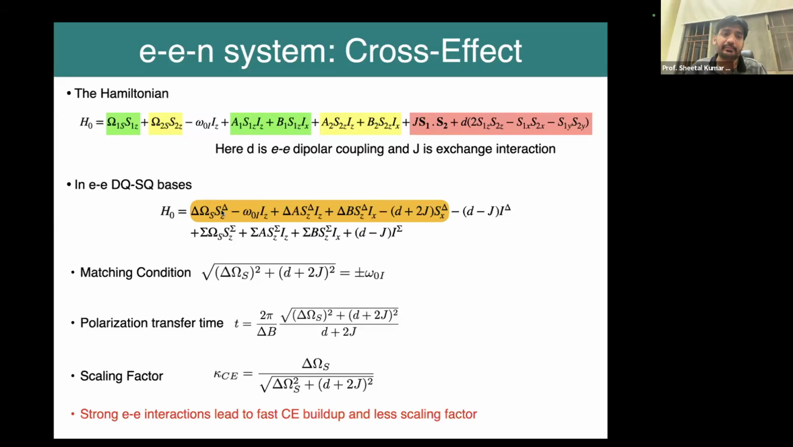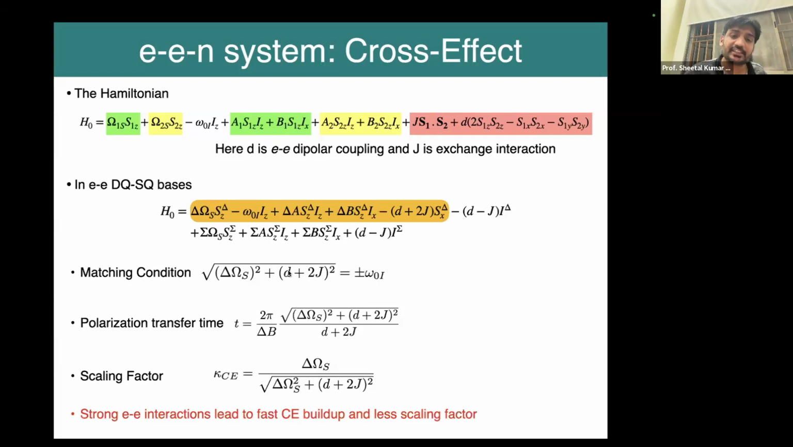And now we can directly predict, based on NOVEL, that the matching condition will be the effective field of this SZ coefficient and Sx, which is these two, with the nuclear Larmor frequency. So you notice here that if the coupling between the two electron spins is very low, then this is the conventional cross effect condition, because this basically is the difference in the two Larmor frequencies of the electron spins, which should be equal to the nuclear Larmor frequency, right?